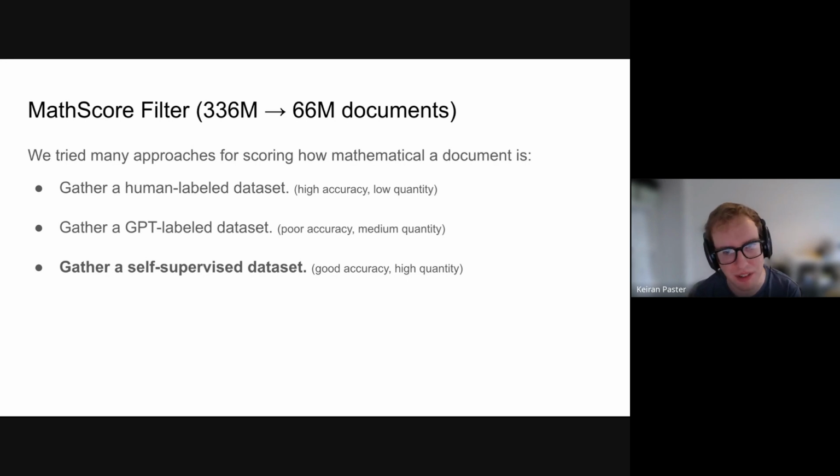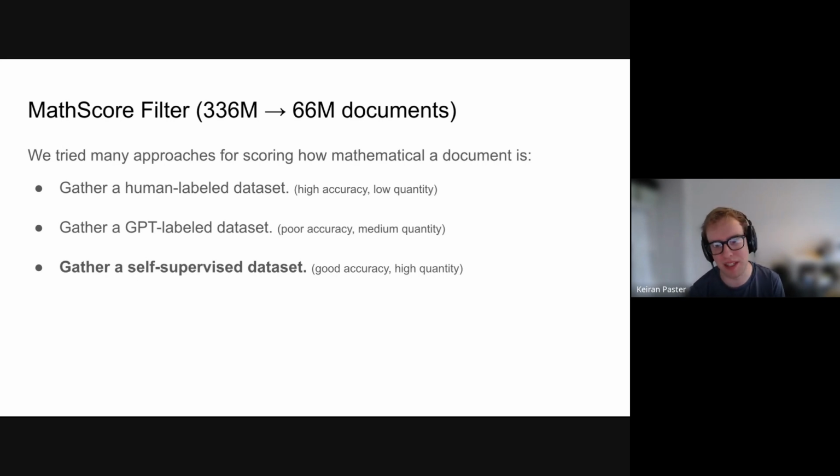The second approach we tried is gathering a GPT label data set. For this, we can gather not 1,000 or 2,000, but maybe 20 or tens of thousands of examples pretty easily. But from inspecting it, the accuracy is actually pretty poor here.